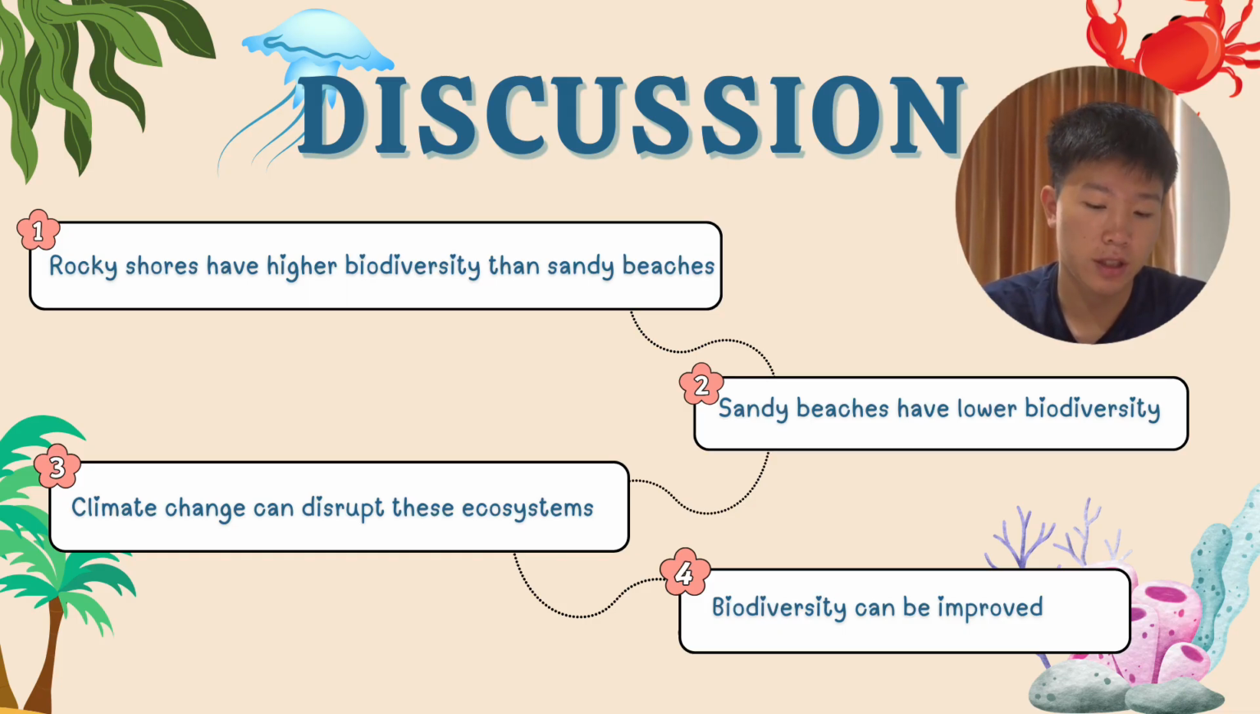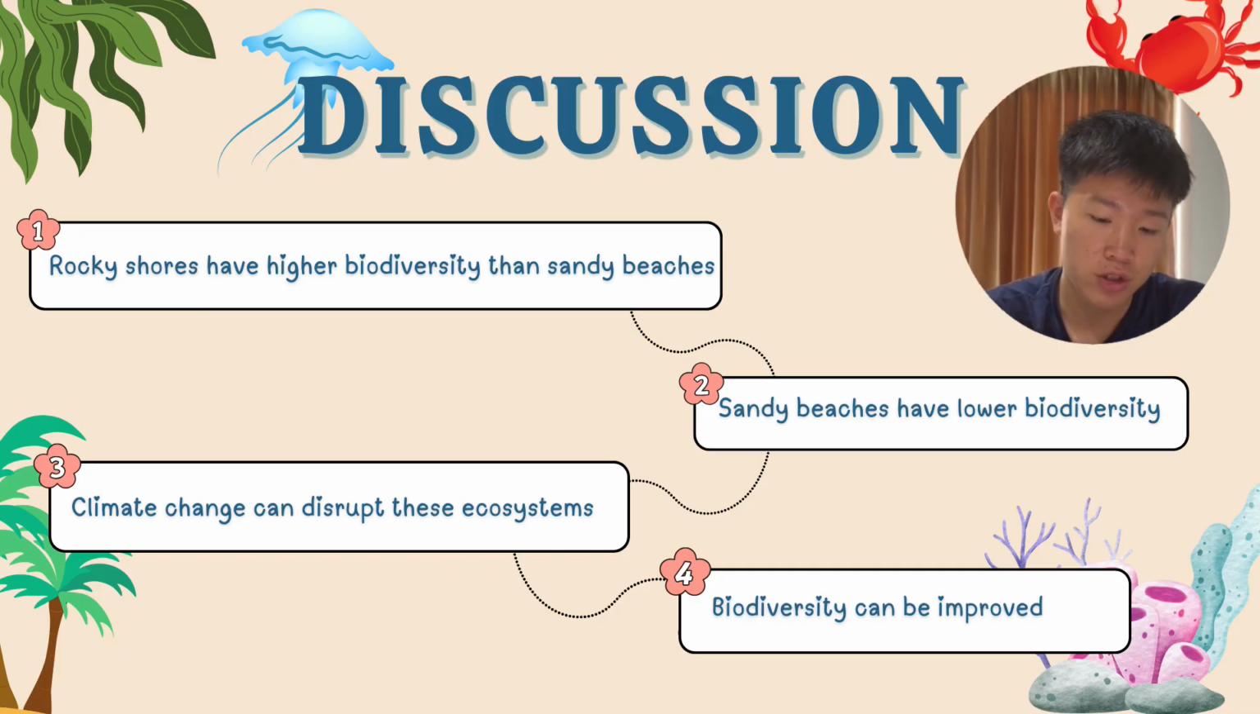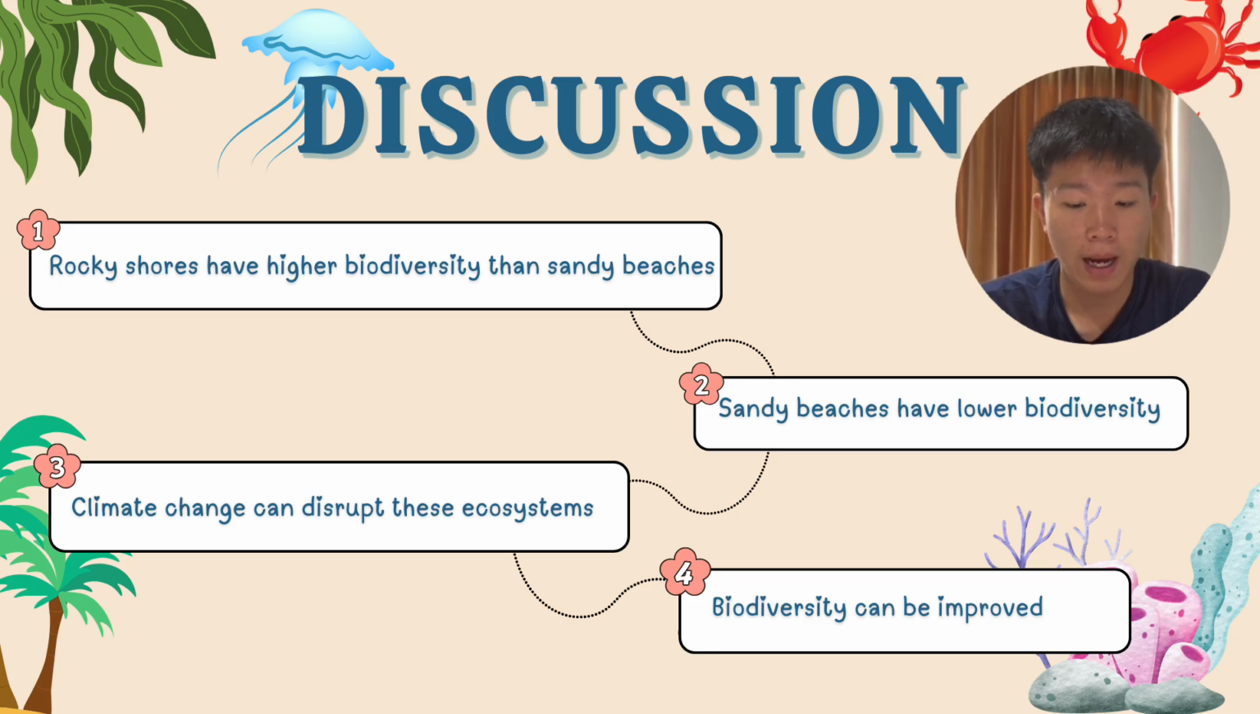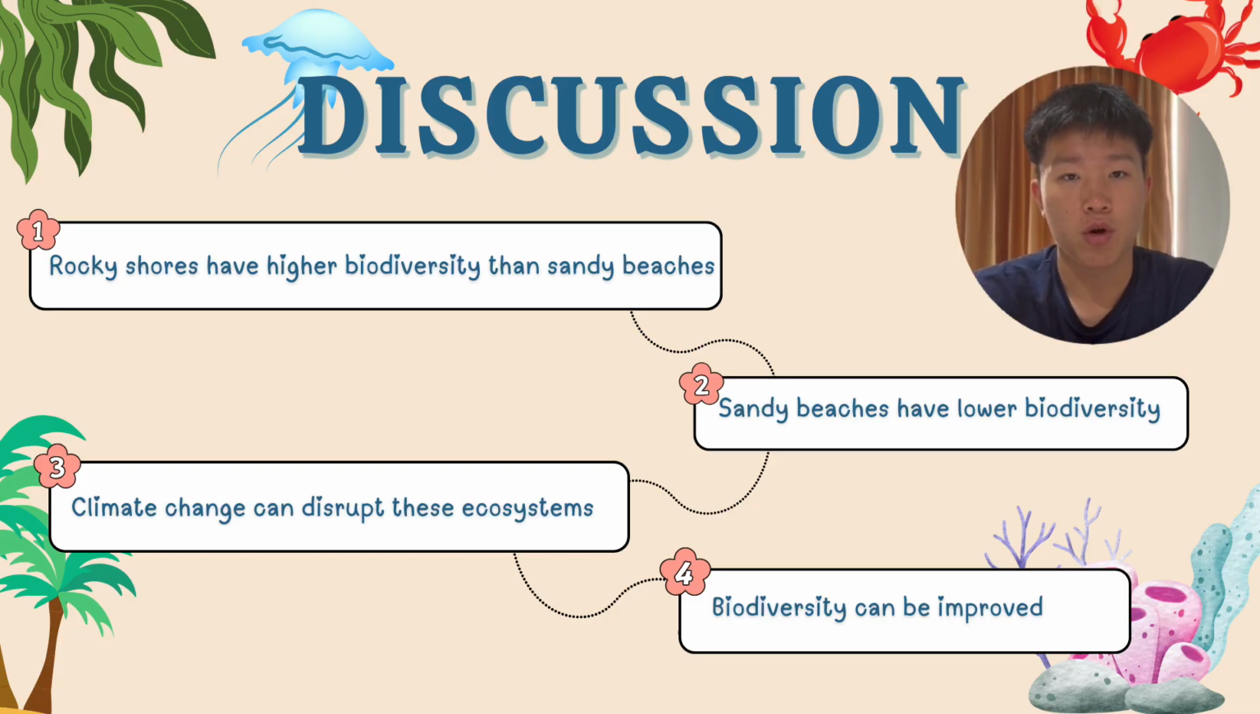And now we could see the discussion. According to the information in the slide, we could see that rocky shores have higher biodiversity than sandy beaches, and sandy beaches have lower biodiversity than rocky shores. Moreover, we could see that climate change can disturb the ecosystem, whether at the sea or the forest. Biodiversity can be improved by ourselves: we need to reduce climate change, reduce production of carbon dioxide, not cut the trees, and plant more trees.